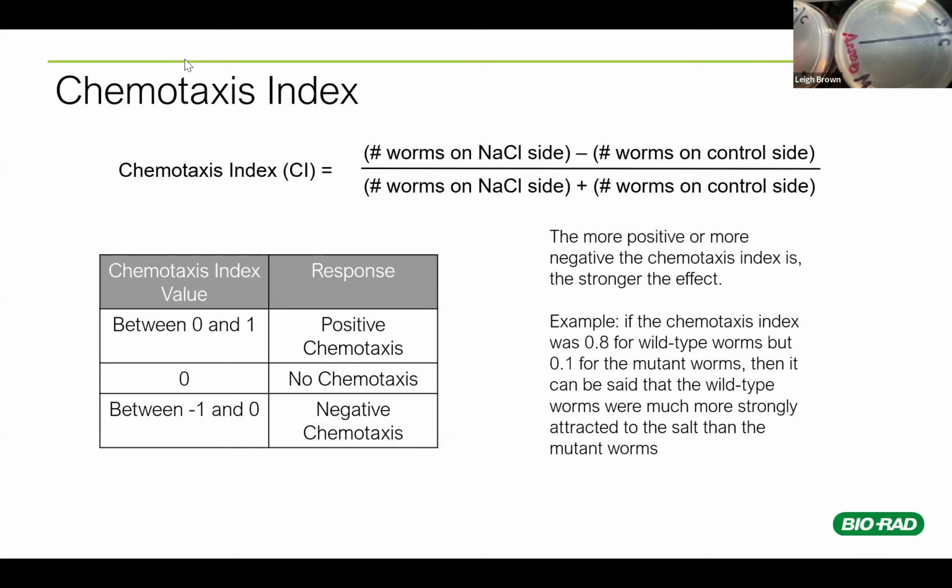So here's the mutants, and you can kind of see there's a lot of mutants on here for one. They're over towards the salt more, but there's definitely a good bit on the control side as well. And my wild types, it's going to be hard to see, let me see if I can zoom in. They are almost all, I don't see any on the control side. They are all over here bunched up on the salt.